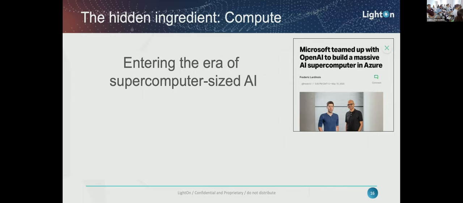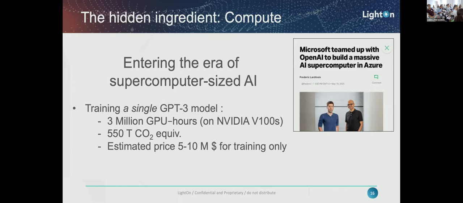Like this GPT-3 model, when it was released by OpenAI 2 years ago, they had a partnership with Microsoft to build a branch of Microsoft Azure. At that time, this specific branch was the number 5 supercomputer in the world, just designed for OpenAI. So the numbers are staggering. You need 3 million GPU hours, so it's like 10,000 GPUs for a few weeks just to train a single model.